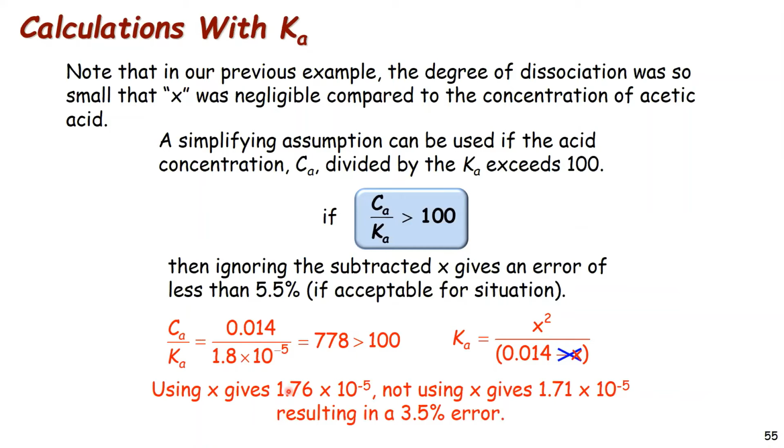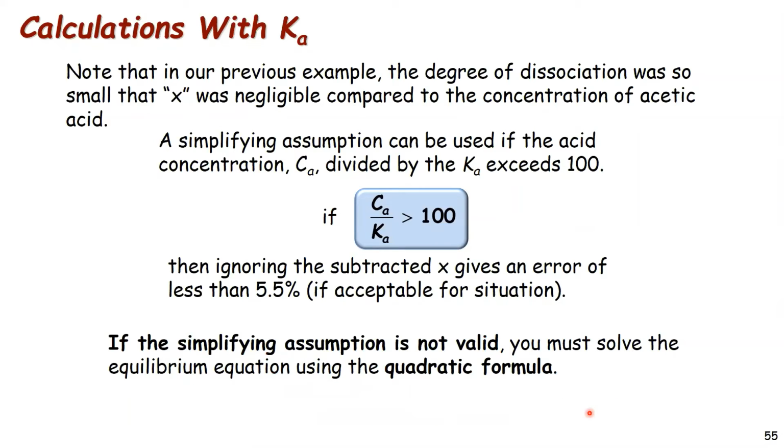Okay, so using x gives us a value of 1.76 times 10 to the negative 5. And not using x, just ignoring it, gives us a value of 1.71 times 10 to the negative 5. So you can see that the values are very close, a 3.5% error in our calculation. So that's why we're going to be able to ignore this minus x term, because the error is really small. And like I said, if this number is less than 100, then you're going to have to use the quadratic formula. Otherwise, your error will be too high.